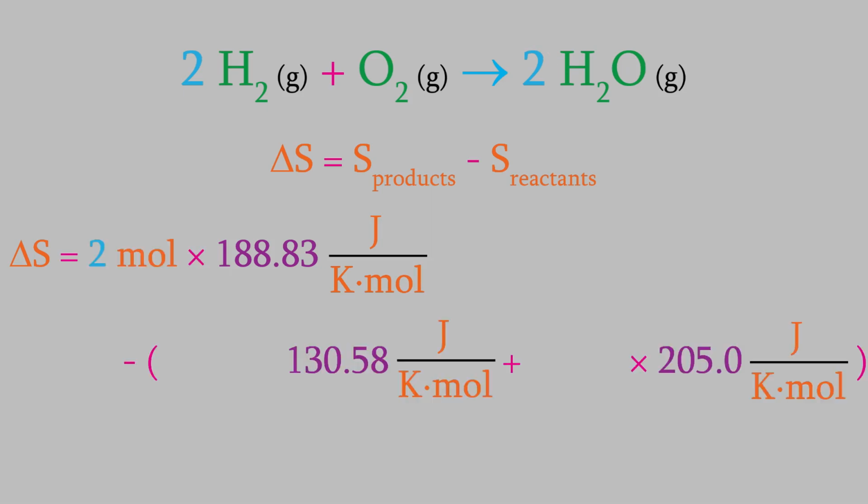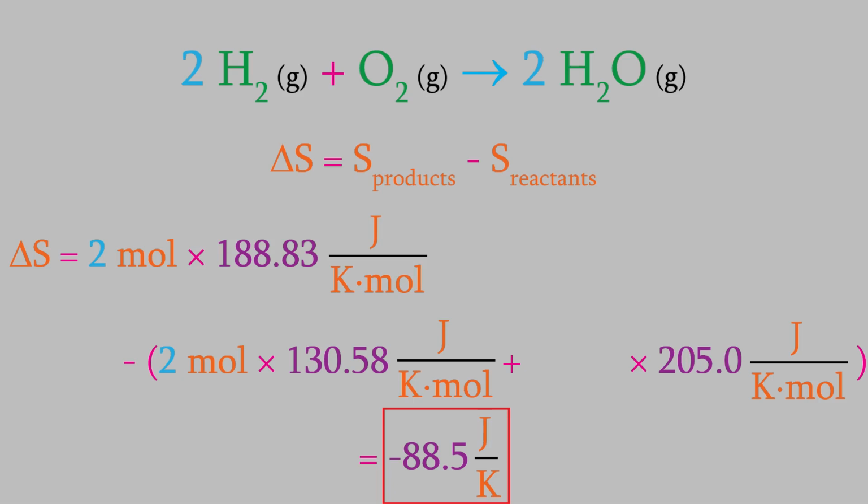Next, we subtract the reactants. Here again, notice that the hydrogen gas has a coefficient of 2, so we'll multiply the entropy of the hydrogen by 2. When we solve the equation, we get negative 88.5 joules per Kelvin. Notice that the units of our answer are joules per Kelvin this time, and not joules per Kelvin mole.